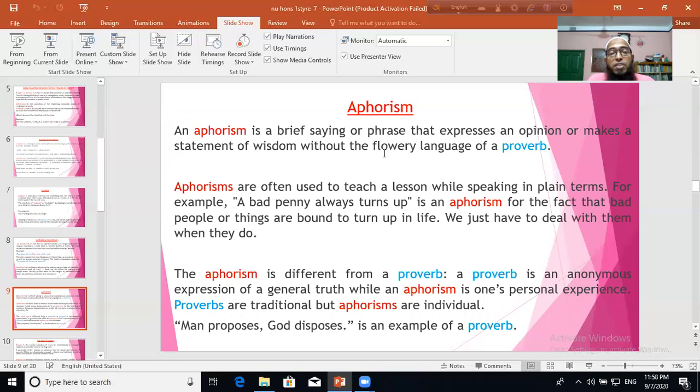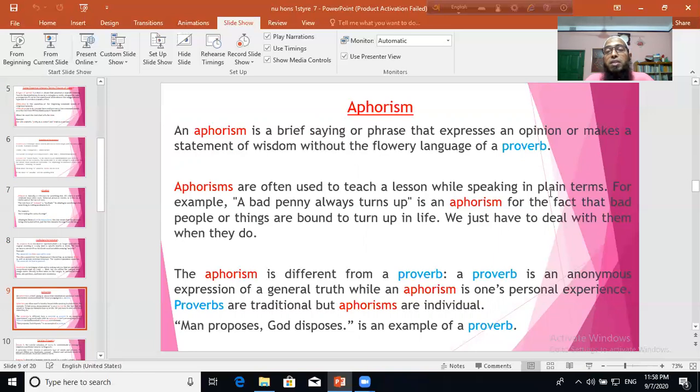An aphorism is a brief saying or phrase that expresses an opinion or makes a statement of wisdom without the flowery language of a proverb. Aphorisms are often used to teach a lesson while speaking in plain terms. If you can remember, studies serve for delight, for ornament, and for ability, the very first sentence of Of Studies written by Francis Bacon.